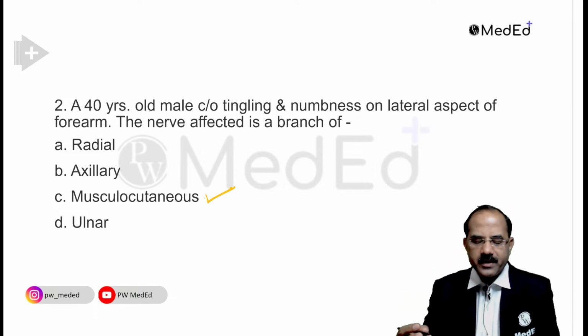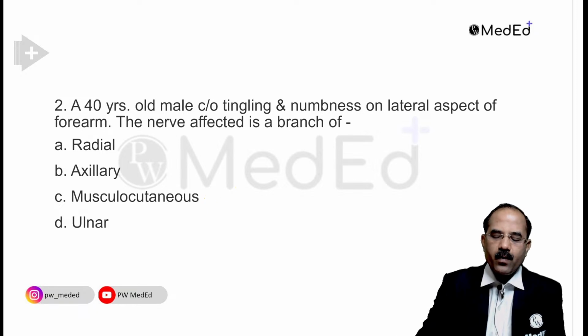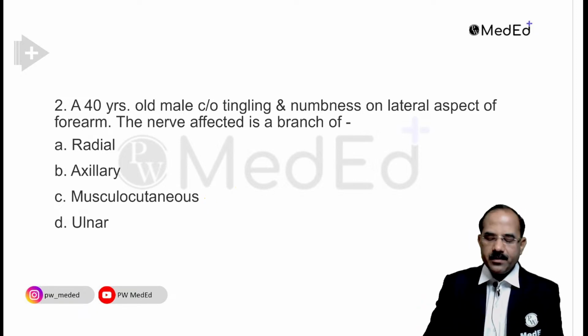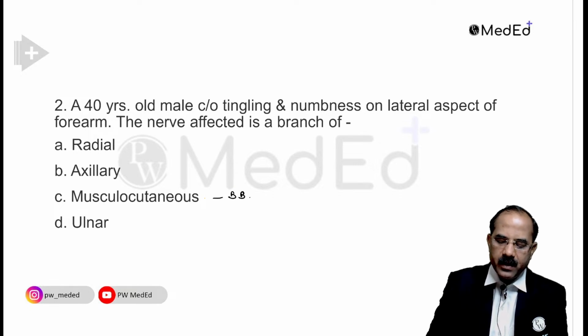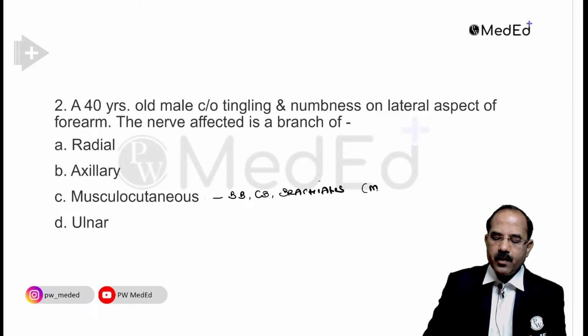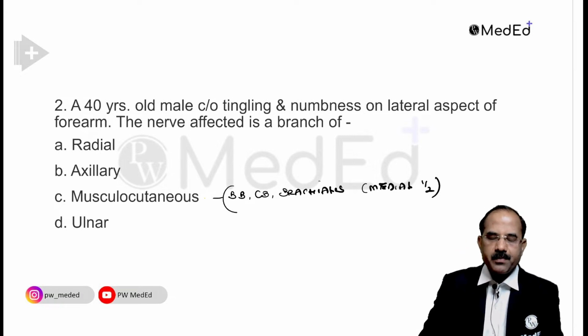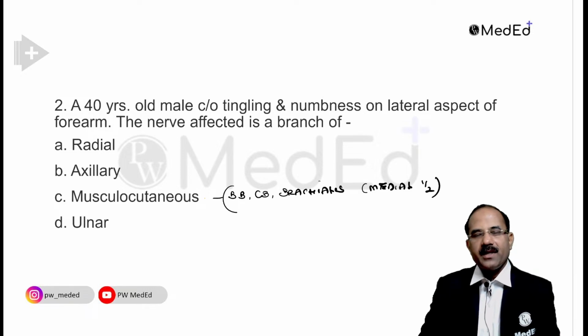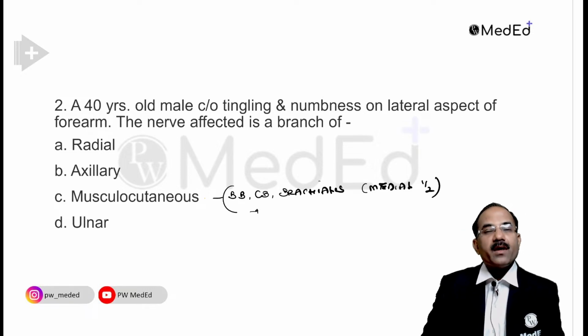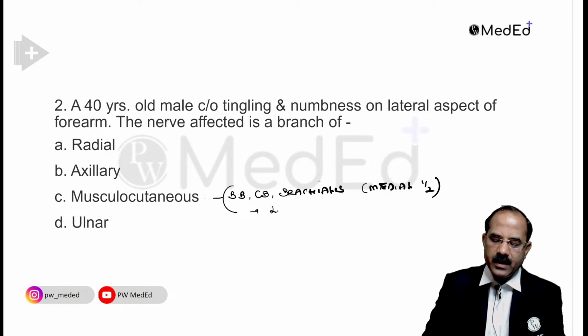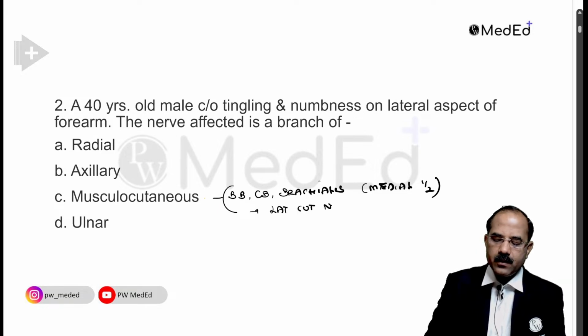What is the continuation of musculocutaneous? In other words, what does the musculocutaneous nerve supply? Which muscles does it supply? 1 is the biceps brachii, 2nd is the coracobrachialis, and 3rd is the brachialis. Brachialis, which half? Medial half. So what are the muscles supplied by musculocutaneous nerve? The biceps brachii, the coracobrachialis, and the brachialis. And what is the cutaneous branch of musculocutaneous nerve known as? The lateral cutaneous nerve of forearm. Lateral cutaneous nerve of forearm.